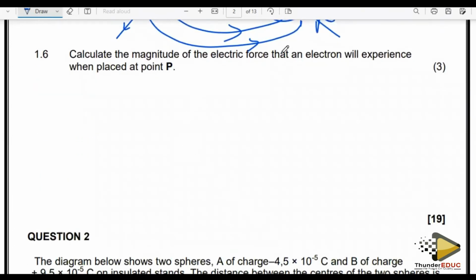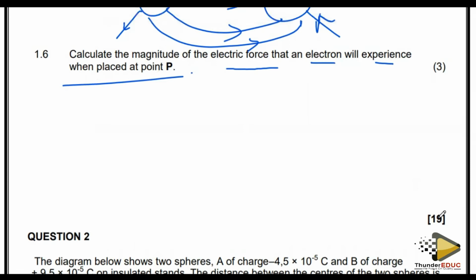Then calculate the magnitude of the electric force that an electron will experience when placed. Calculate the magnitude of the electric force. Guys, how do we go about that?